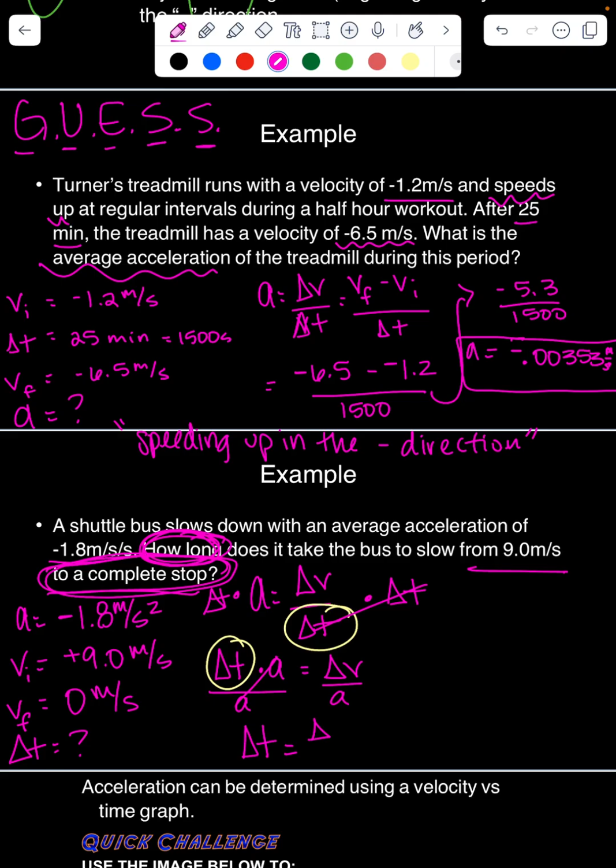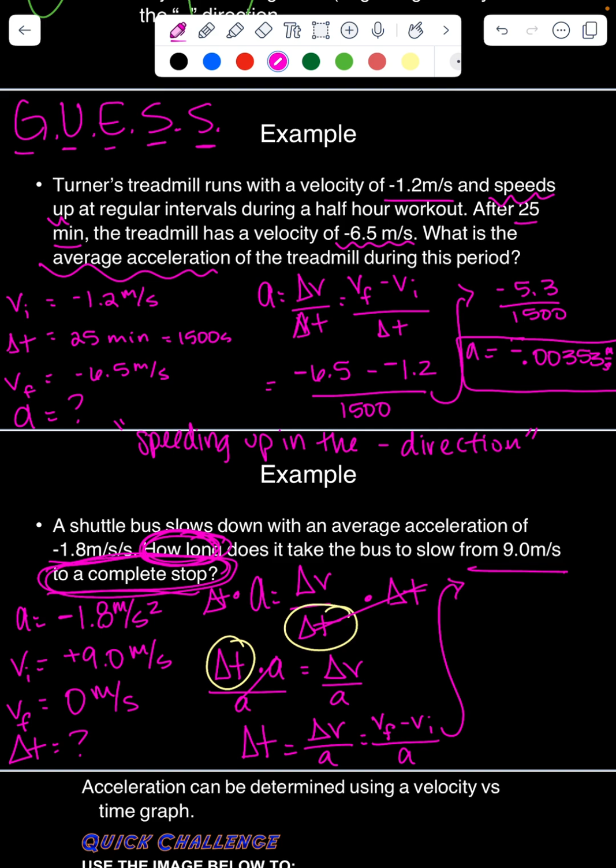So delta T is equal to delta V over acceleration. So I've rearranged my equation, but there's a problem because I don't have delta V, but I do have V final and V initial. So before I plug in my numbers, I'm going to break delta V down. So that's going to be V final minus V initial over our acceleration.